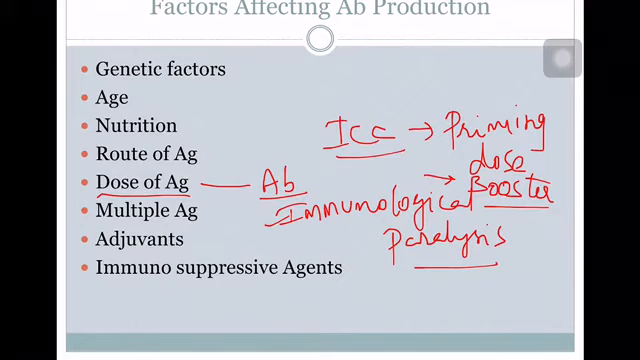A single injection of an antigen helps to prime the immune competent cells to produce particular antibodies. The first injection is called a priming dose and the subsequent injections are called booster doses.